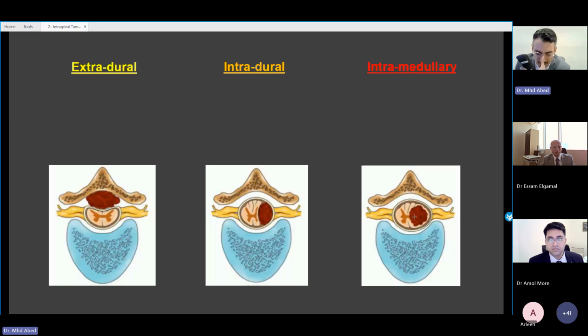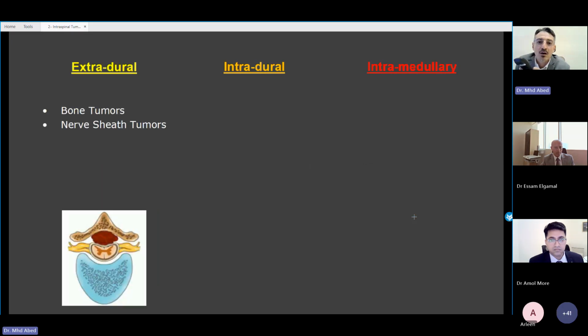So our first thing to do is to know where the lesion is. Is it extradural or is it intradural? Because each compartment has its own common tumor. We're going to start with the extradural tumor. The most common tumor are bone lesions, which originate in the bone, and then they extend intraspinal. The second one is the nerve sheath tumor.